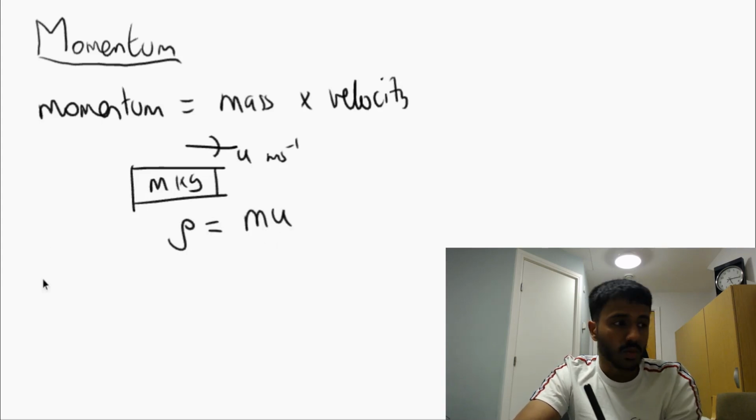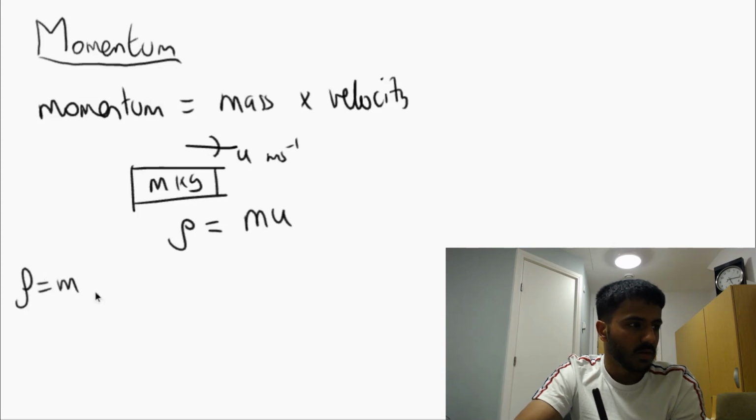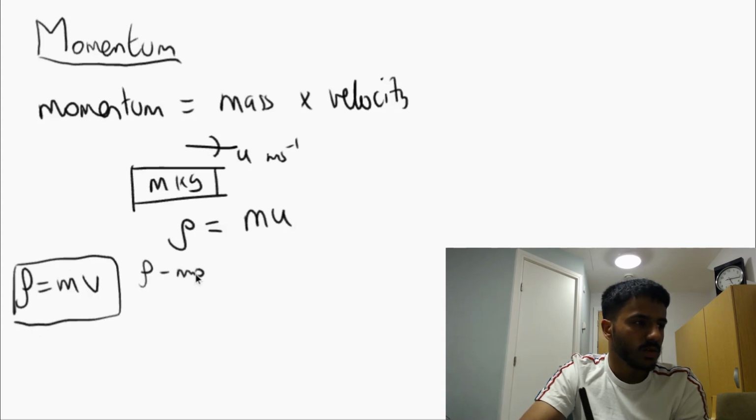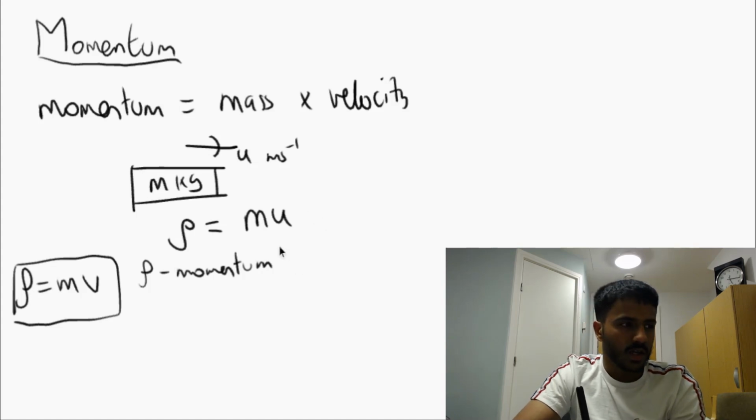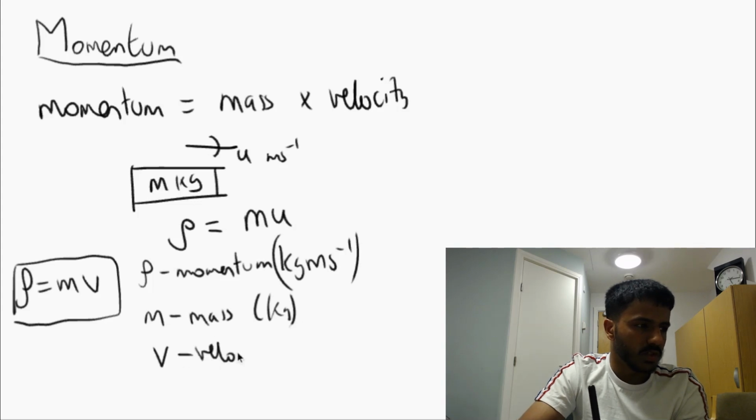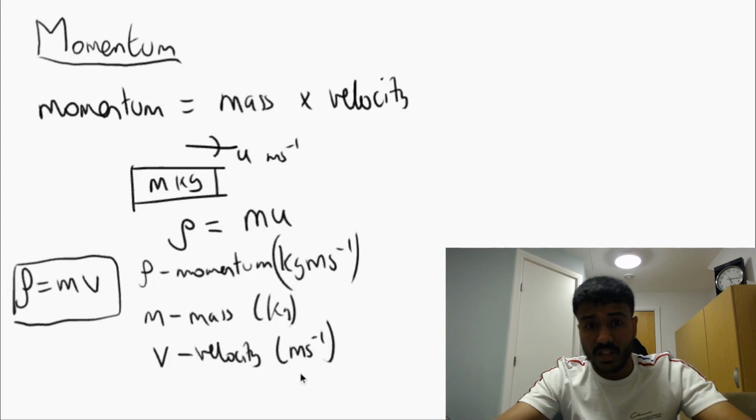So, p is equal to mv, where p is your momentum and its units are kilogram meters per second. m is your mass in kilograms, and v is your velocity in meters per second. So it's not a very difficult concept.